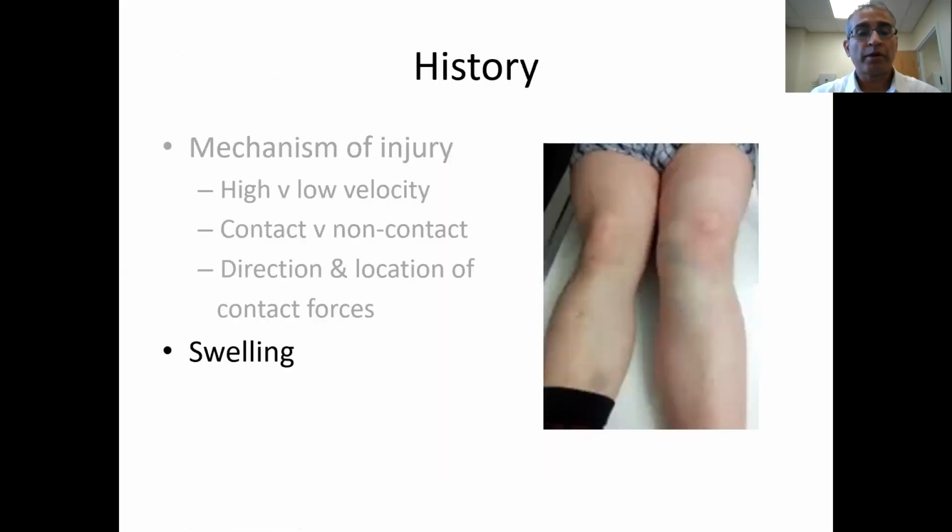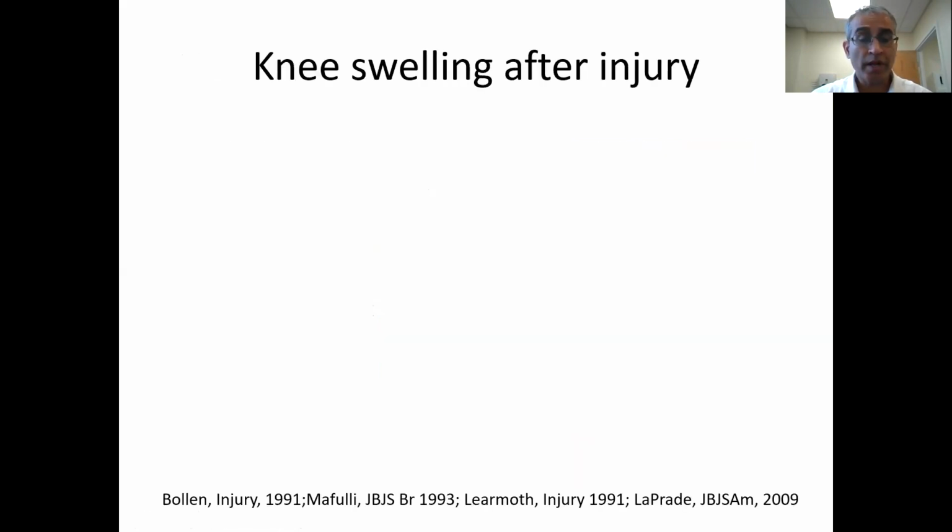So the other important point of the history, and it's the most important point you should take from this talk, is the history of swelling, as you can see in this left knee. So what do you think really causes swelling after injury? Swelling after injury is from blood in the joint. If you injure your knee and structures tear or get damaged, you get blood, which is called hemarthrosis. So think about the structures which can be damaged and may cause hemarthrosis after injury.